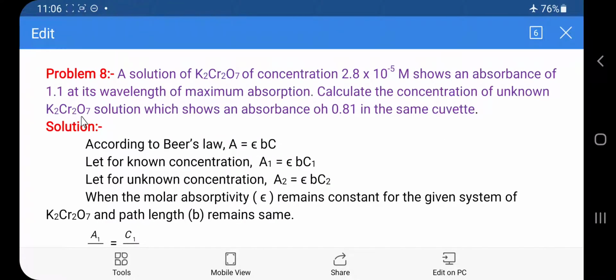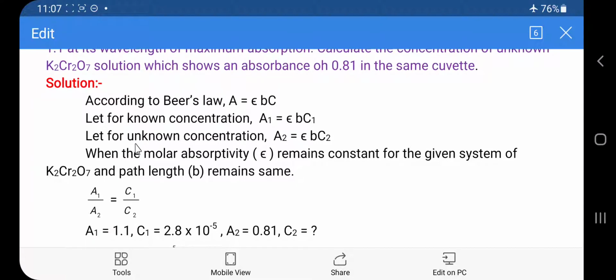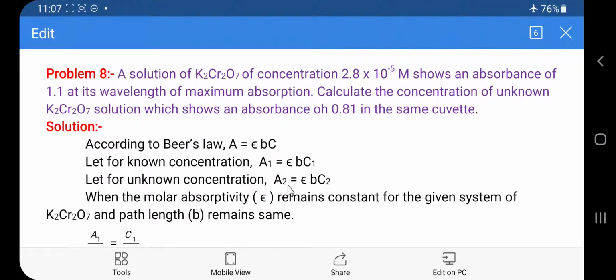Again, let us consider the equation A = εbC. For the known concentration, the equation can be written as A1 = εbC1. For the unknown concentration, the equation is written as A2 = εbC2.